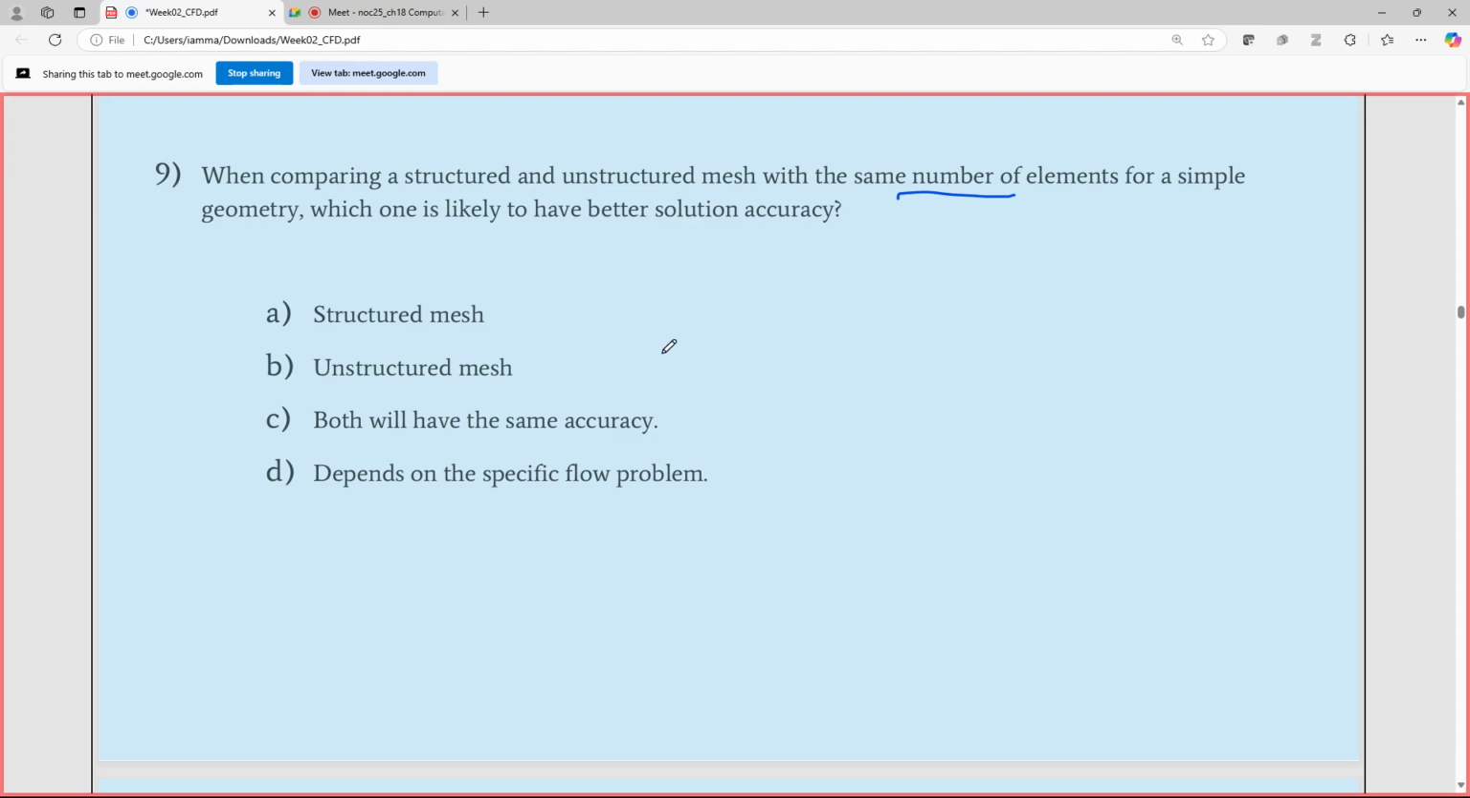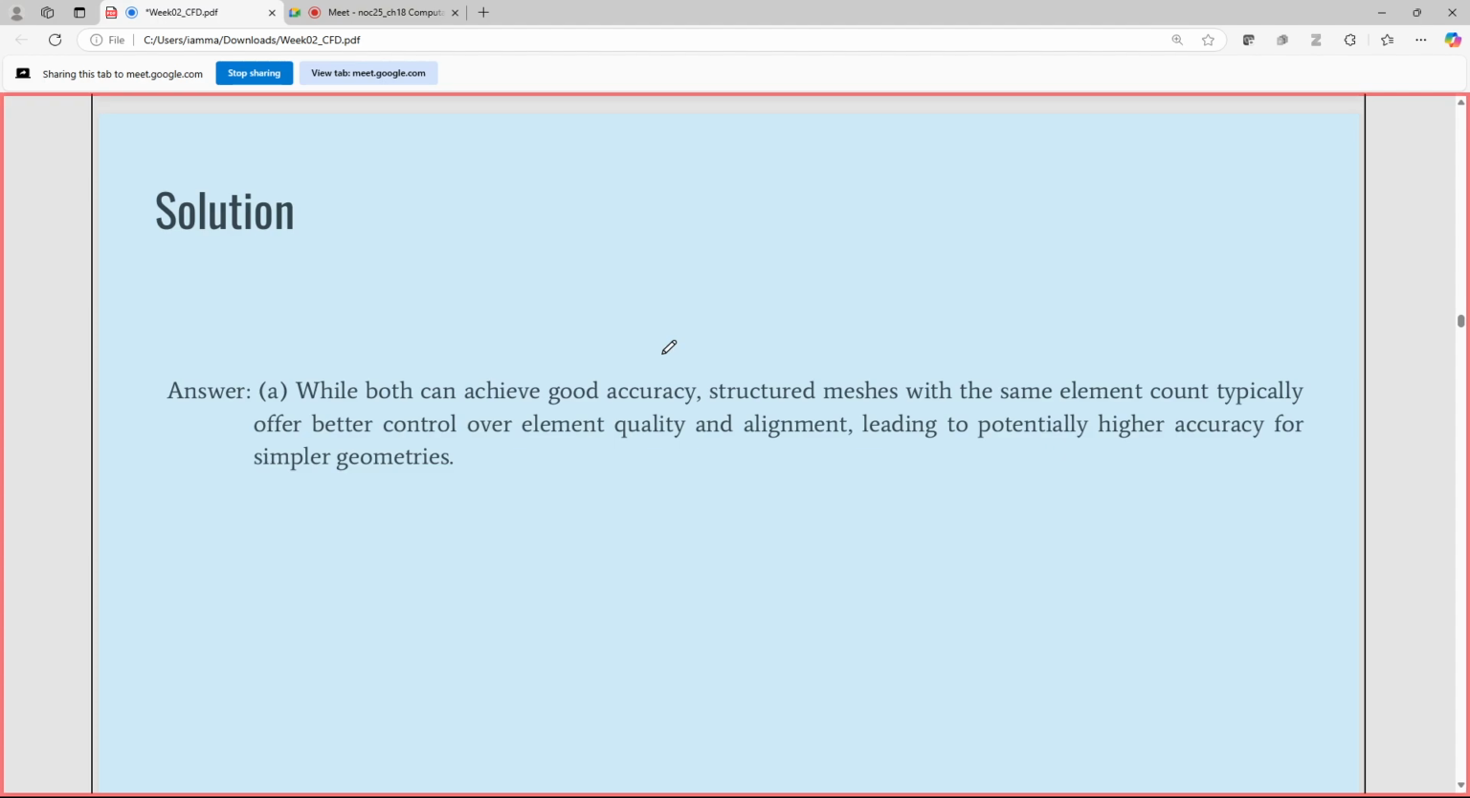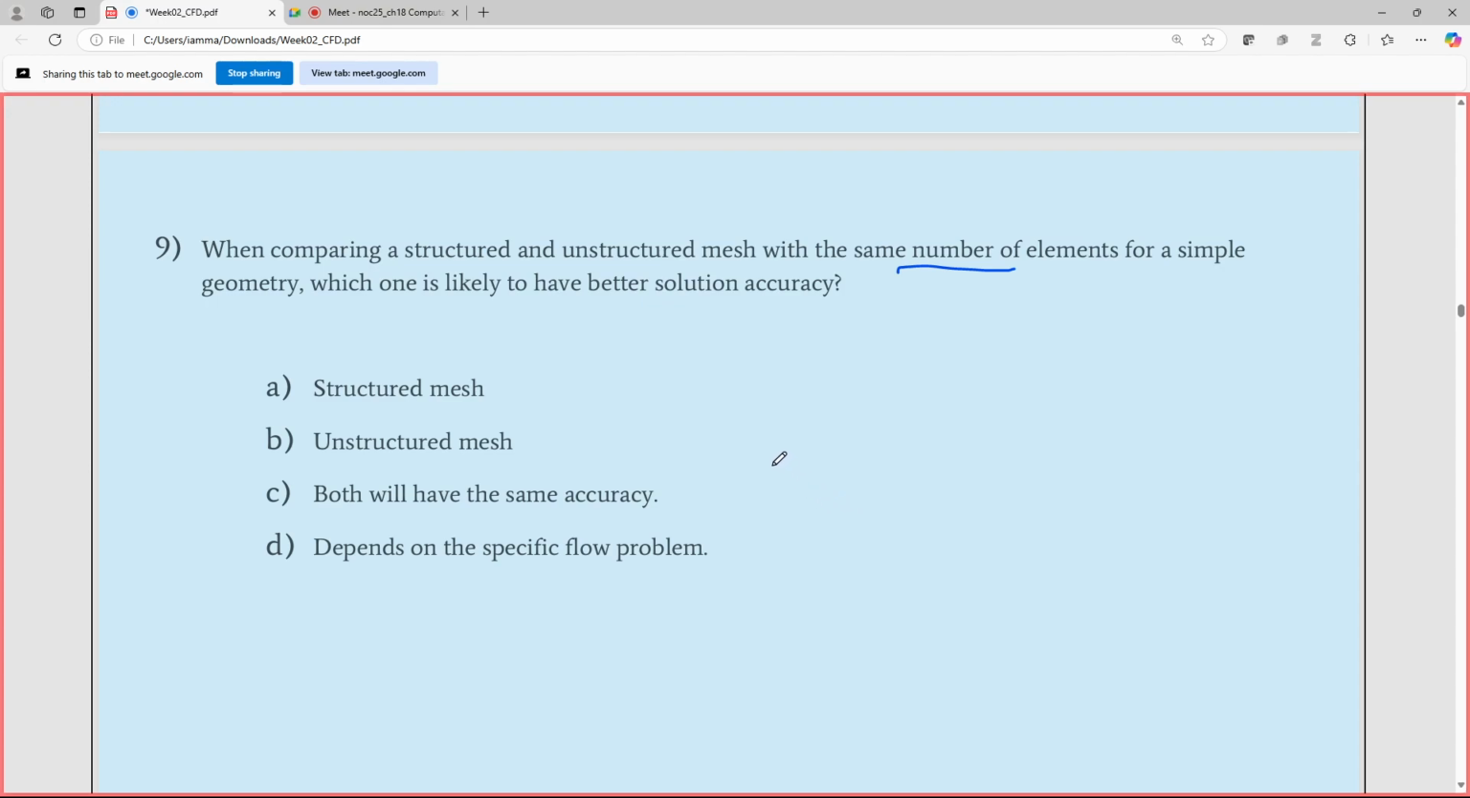The answer is structured mesh. While both of these meshes can give good accuracy, the structured mesh with the same element count typically gives better control over the element quality and alignment, leading to potentially higher accuracy for simple geometry. But the question is a little misleading. It becomes option A only because we have mentioned the same number of elements and a simple geometry. This is the catch here. If the geometry is not simple, then obviously it will be unstructured mesh. Only because we have specifically mentioned a simple geometry, the structured mesh will have better solution accuracy compared to the unstructured mesh.